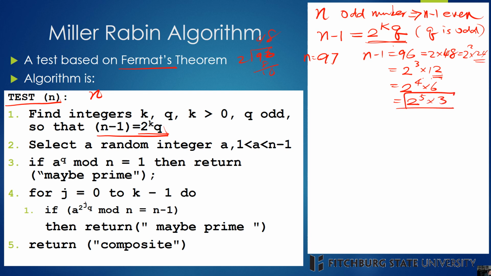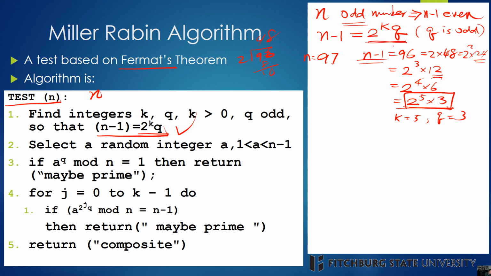Okay, now I got the 4. So in this case, I can write n minus 1 as 2 to the 5 times 3. So in this case, k is 5, q is 3, right? I can always write any odd number n and factor n minus 1 into this format. Okay, so that's the first step.